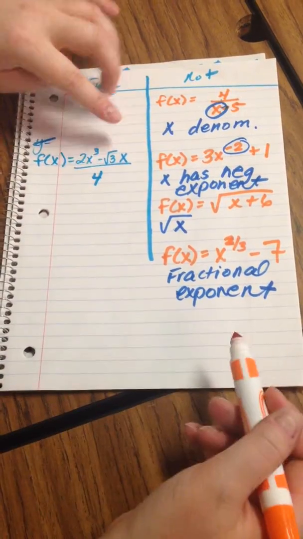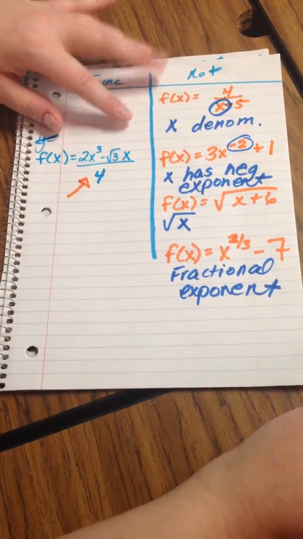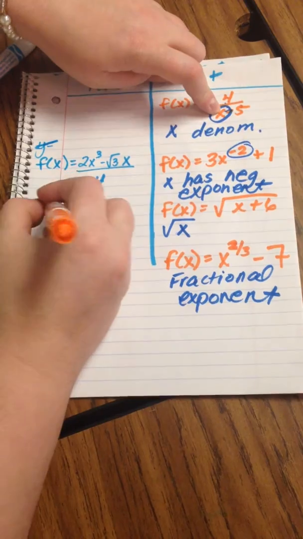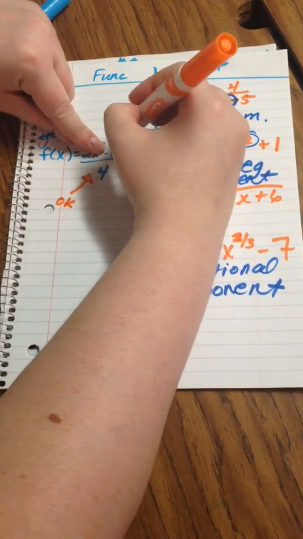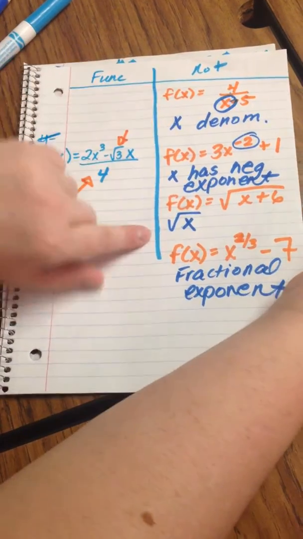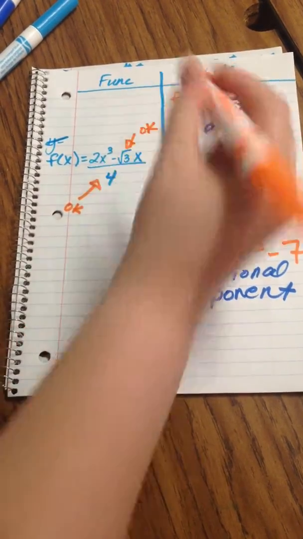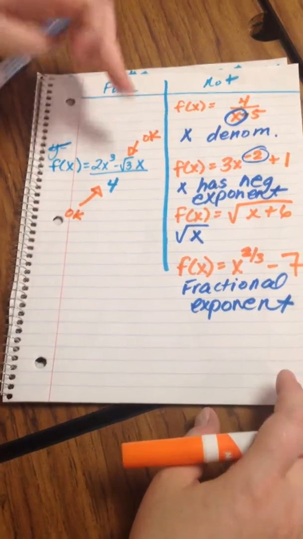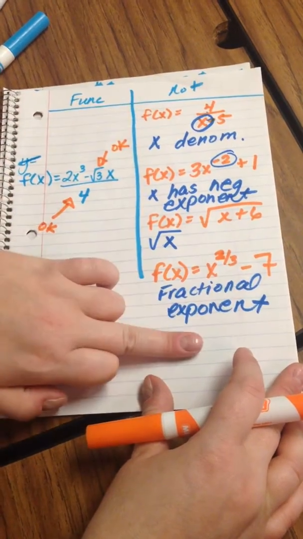Okay, you might think that this is not a function because the 4 is on the bottom, but remember, it's just when the x is on the bottom that it's bad. So this 4 is okay. You might also think that it's not a function because of this house, but remember, it's just when the x is underneath the house that makes it bad. So that square root 3 is actually okay. So anyway, this is an example of a function, and all these other ones are an example of not a function.